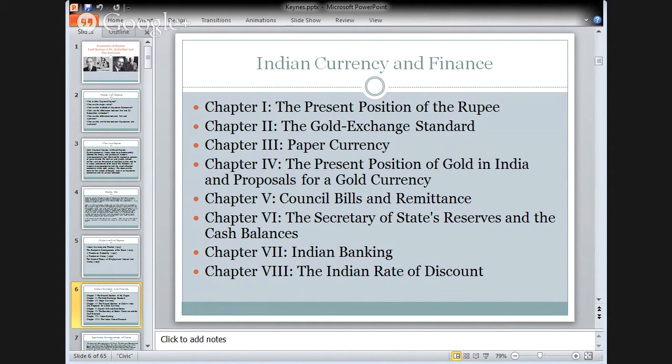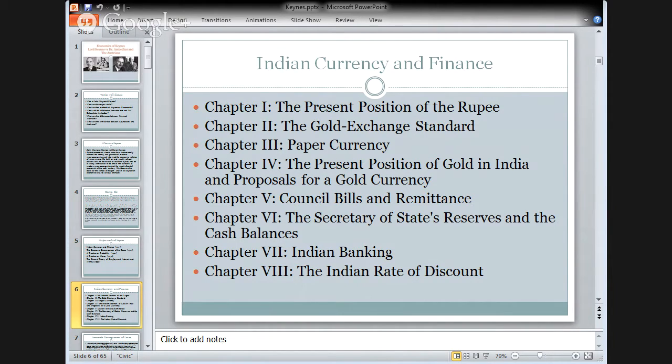The other problem with the gold standard is whenever there is a shift in demand, for example, a high demand for gold coins, the gold merchants used to raise the price of gold at a very high premium.